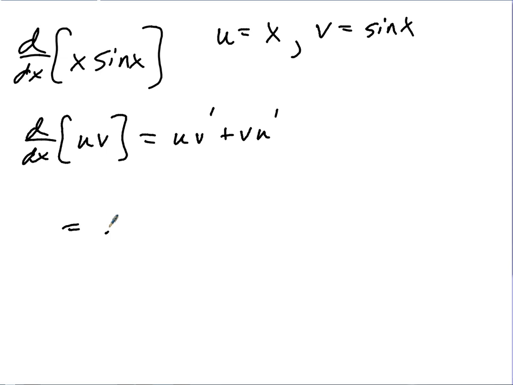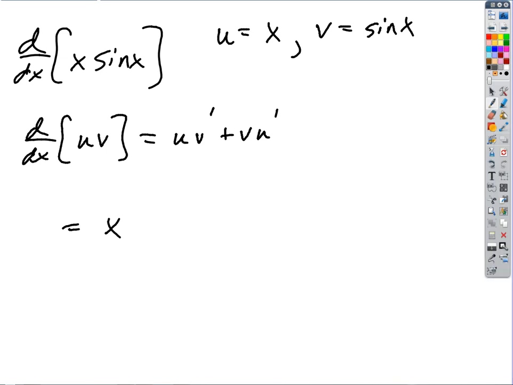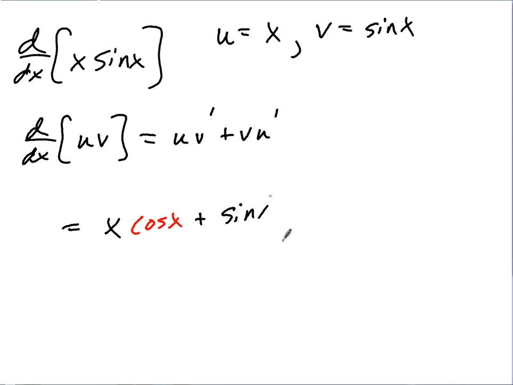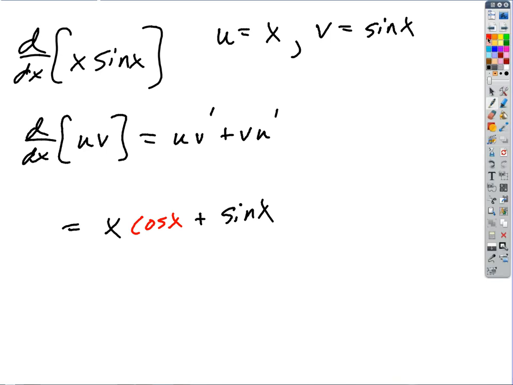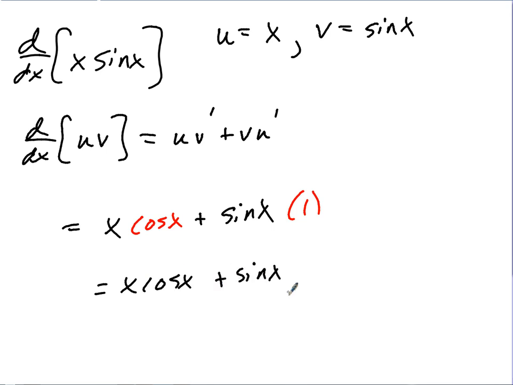x, good, there's our u. What's the derivative of sine x, do you remember? Cosine x. Okay. Always do the derivatives in red. Plus v, so that's sine x, right? What's u prime? If u is x, what's the derivative of u? 1. Yeah, so we don't even really have to write it. So our answer: x cosine x plus sine x. How about that? That's amazing. Easy, right? No big deal.